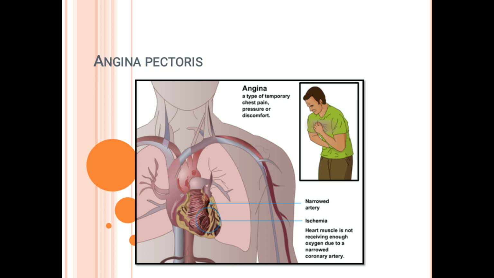Angina pectoris is one more condition. It is an incomplete obstruction in the coronary artery, due to spasmodic contraction, that causes intense pain in the chest region. The pain can be referred along the left arm. If there is pain in the left arm, that is called referred pain. You can see here how the patient is holding the pain. Angina is a type of temporary chest pain, pressure or discomfort. This is due to narrowed arteries. The heart muscle does not get enough oxygen due to the narrowed coronary artery, and it causes pain in the chest. That is called angina pectoris. This is about the obstruction of the blood supply to the heart.